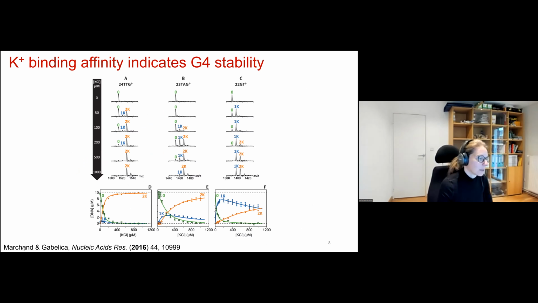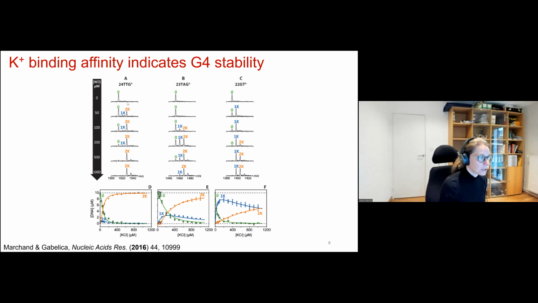And in this 2016 paper, you can see how it is very different depending on the exact sequence that you choose. So again, changing the first or the terminal bases. These 3 sequences correspond to 3 sequences for which high resolution NMR structures were solved. It's actually the same hybrid 1 final structure, but you can see that in terms of binding affinity and binding cooperativity for potassium, it's very different.